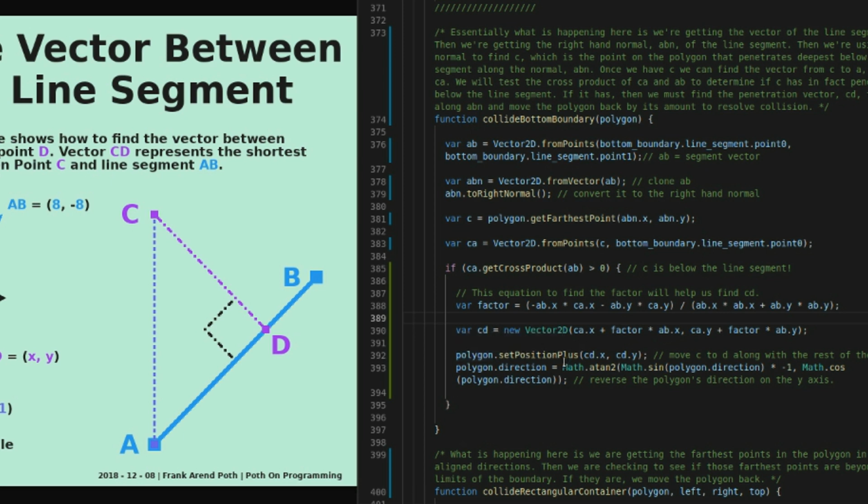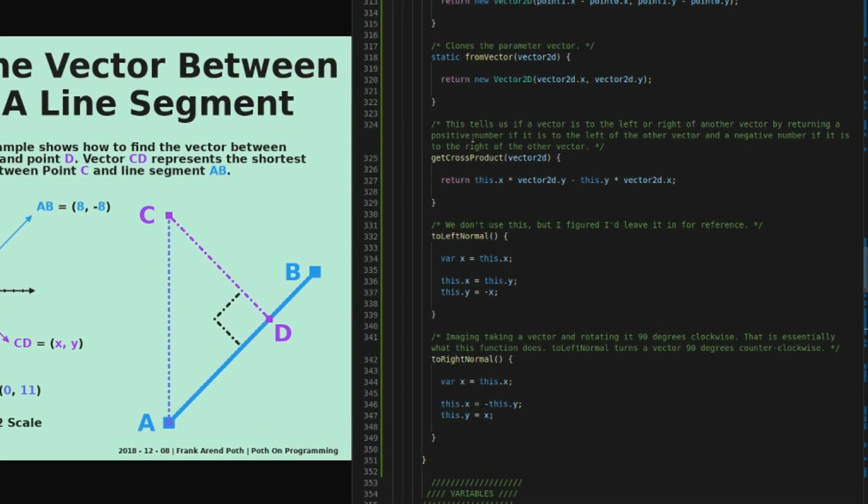All setPositionPlus does is add the x and y value you hand in to the position of the polygon, and it just updates all the points. So that's how it's done. This is how you resolve collision if a point goes beyond a line. This here is also how you get the shortest distance as a vector between a given point and a given line segment. So pretty useful stuff, and that's how it's done.